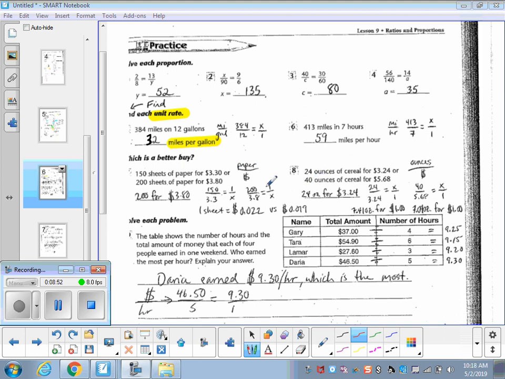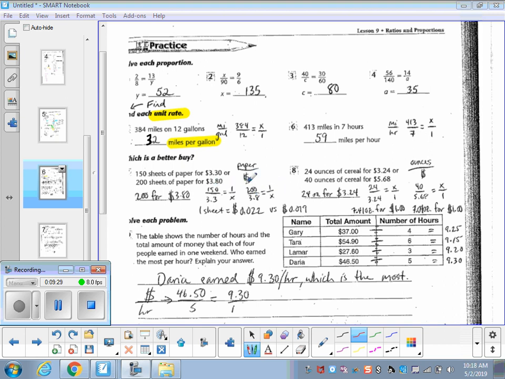I wanted to review that depending on where you put the X, you're going to get different answers out of this. It's going to give you the same conclusion at the end, but it'll just show you different reasons why. If we want to know between getting 150 sheets of paper for $3.30 or 200 sheets for $3.80, when you set up a proportion, if you put the X here, what you're basically saying is, if I can get 150 sheets for this much money, 1 sheet of paper would cost me how much money? So you could do the 200 sheets for $3.80, 1 sheet at this price would be how much money?